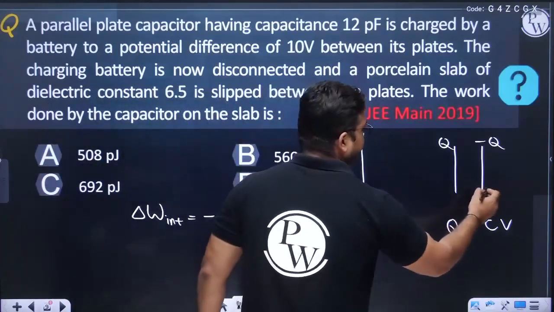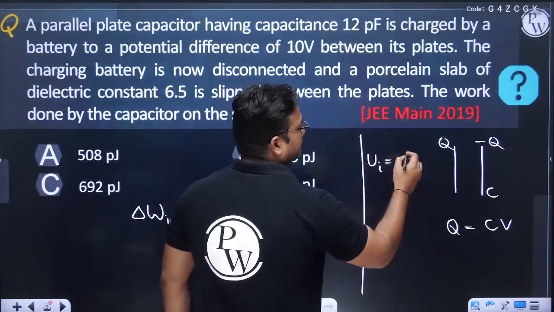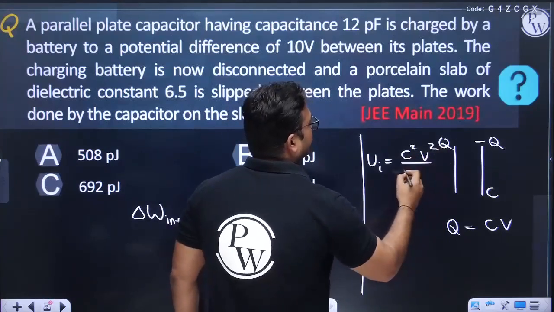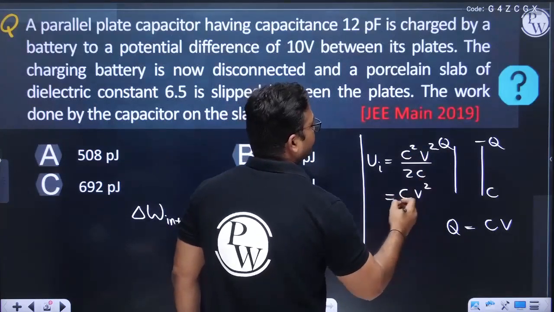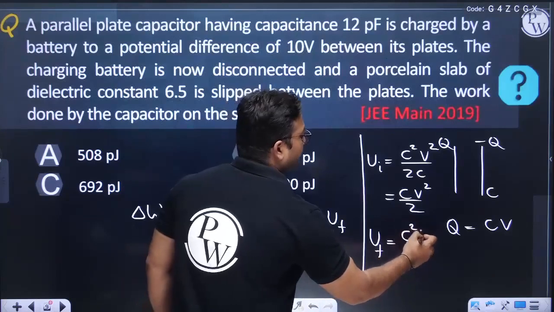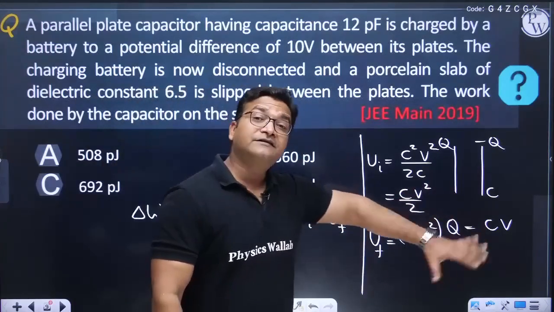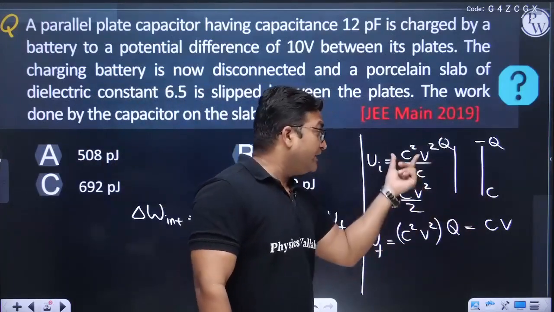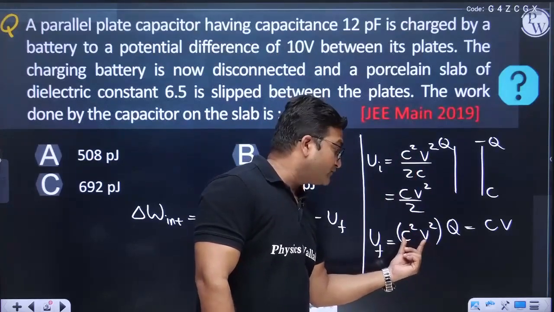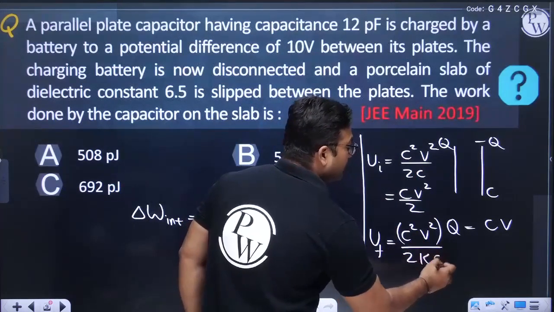If I take capacitance as C, Q as CV, the initial energy is going to be Q square, that is C square V square, divided by 2C, that is CV square by 2. Okay, and the final energy would be C square V square. Why am I doing C square V square? Because the charge is the same. As the battery is disconnected, the charge will remain the same. So initially the charge was CV, now the charge will remain CV. So Q square is C square V square, divided by 2 times the new capacitance KC.